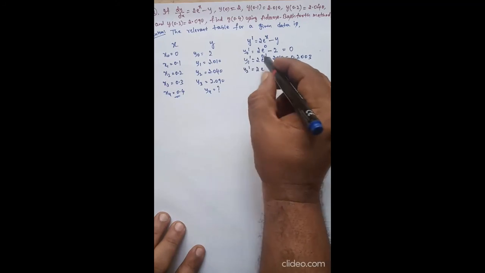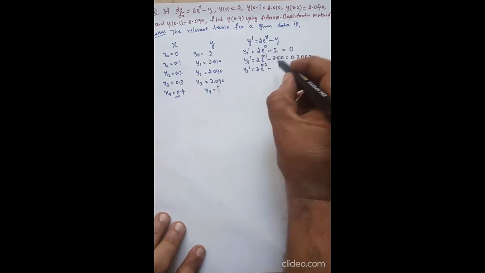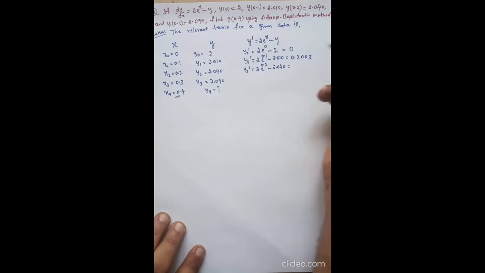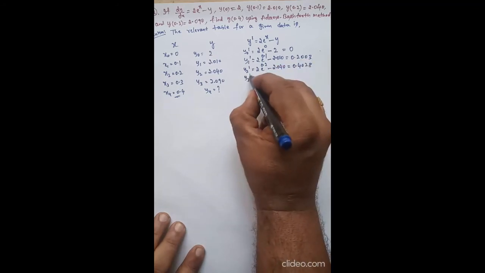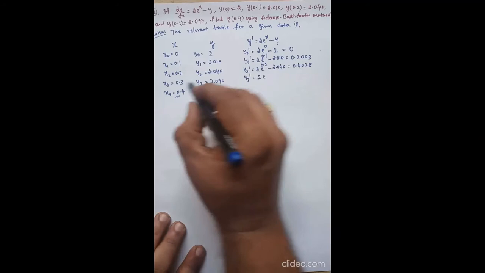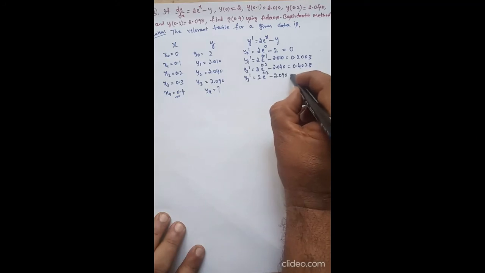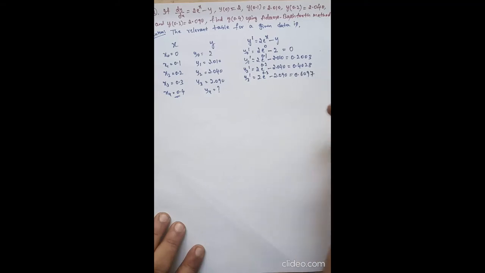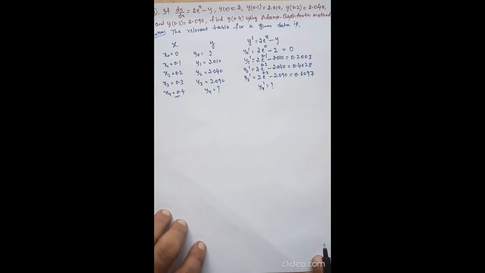Now next, y2 dash. It is 2 into e power x. What is x now? 0.2 minus y. What is y? 2.040. Simplify this. So it is 0.4028. And similarly, y3 dash is 2 e power x, 0.3 minus 2.090. So simplify this, it is 0.6097. And y4 dash is unknown.